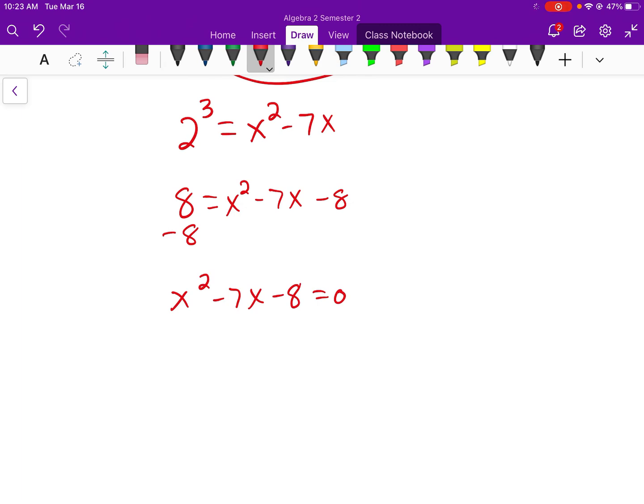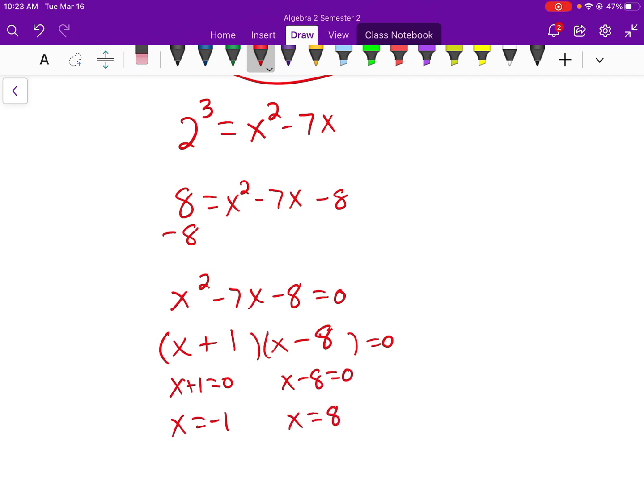The best method there is going to be to factor. At this point, I don't care how you solve the quadratics. You can use the quadratic formula, you can complete the square, whatever method you want to use, go for it. The quickest way in this case is to factor. It has to be x times x. Signs will be opposite, multiplying to get 8. 1 times 8 is going to work in this case. I need negative 7, so I'm going to make that 8 negative. So x plus 1 equals 0, or x is equal to negative 1. x minus 8 equals 0, or x is equal to 8.